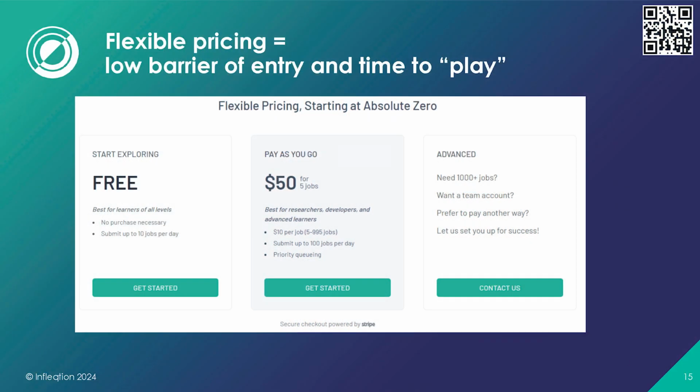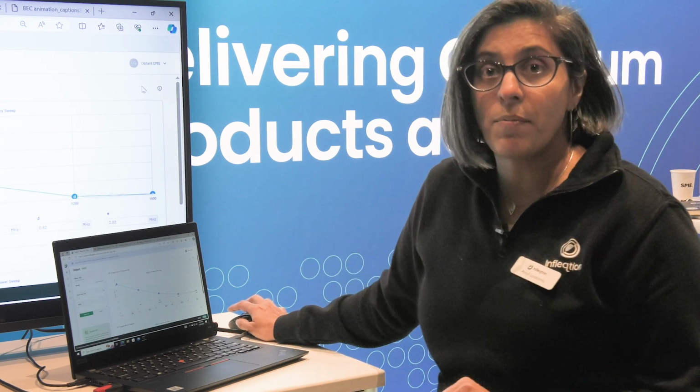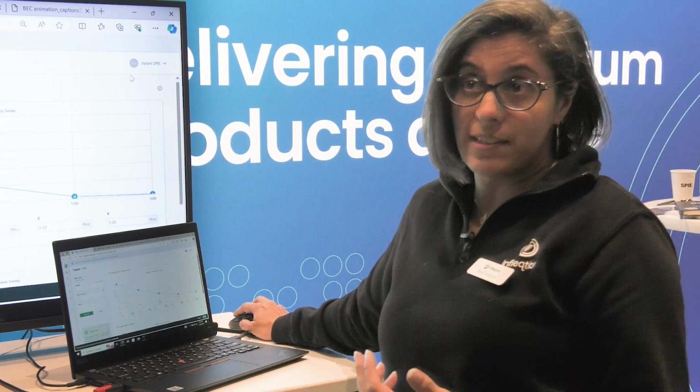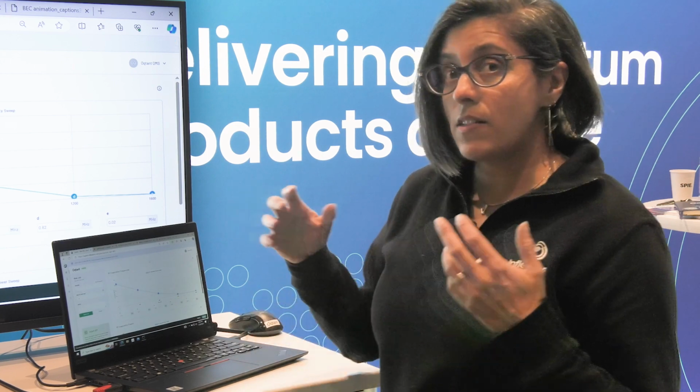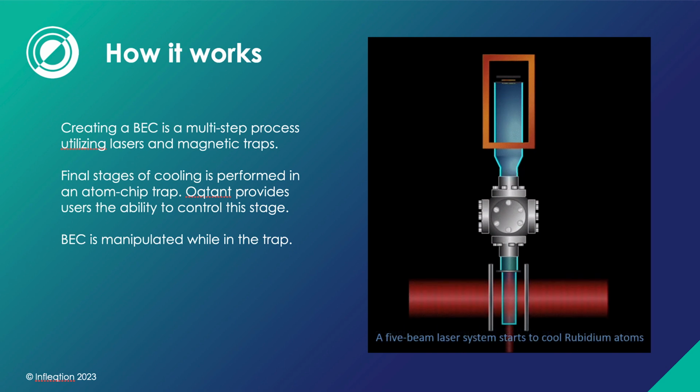So I'm going to show you how you can do this through our web app. Anyone can sign up on Oqtant and create an account, and you have access to running jobs for free. What we will do is create a Bose-Einstein condensate. Under My Jobs, there's a drop down to create a BEC. So it's a BEC generator. The creation of a Bose-Einstein condensate requires multiple cooling steps, where atoms are trapped and effectively cooled using lasers.